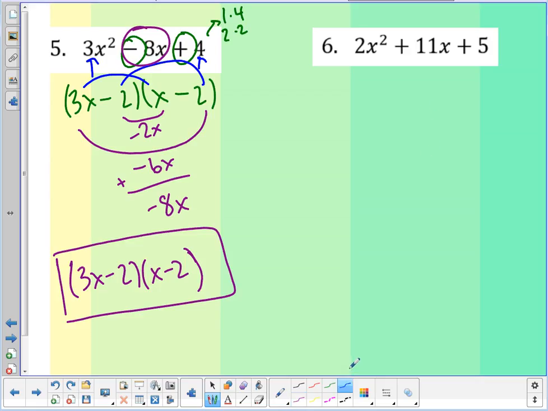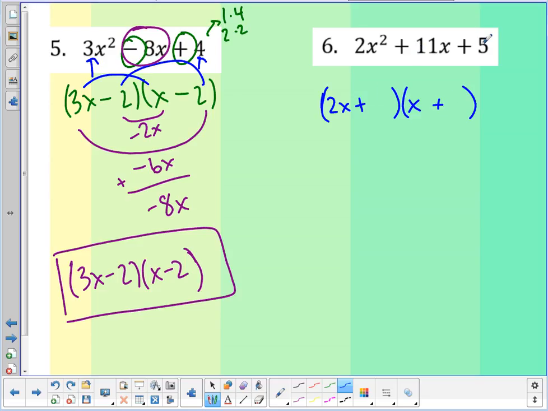All right, number 6. No GCF, 2x or 2, 11, and 5, so nothing in common. I know I need a 2x. There is only one way to get 2x squared, and that's 2x times x. So that's helpful. I also know that all of these things are positive. That's another thing you can check for.